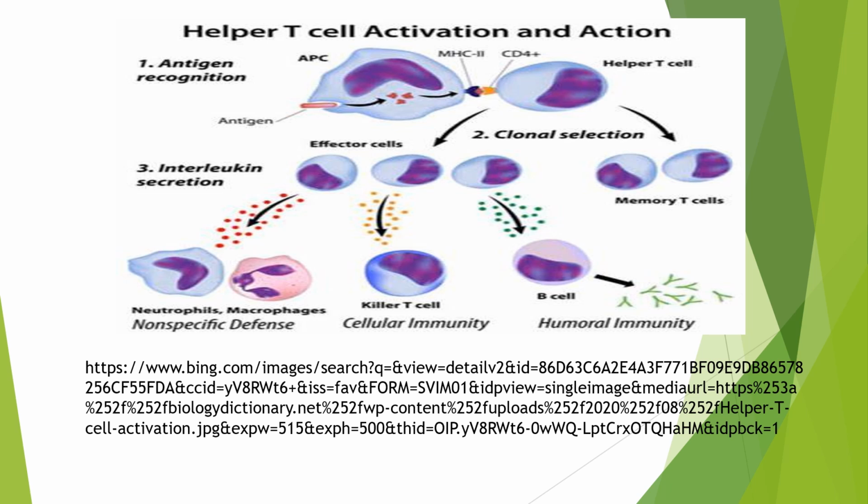So in the third one, that is the interleukin secretion, here the effector cells come into the neutrophils and macrophages, which are the non-specific defense in the B cell activation. We also have the killer T cell, which is in the cellular immunity. And also we have the B cell, which comes to the humoral immunity and gives support to the B cells.